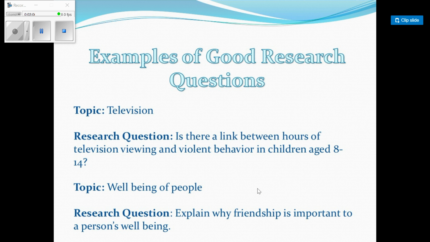But you know what? If I Google that or look up information or scientific studies, I'm going to find information about that. That question guides me down a certain path of research. Let's look at another one. What if you wanted to know about the well-being of people or people's happiness? You could research, explain why friendship is important to a person's well-being. If I look for that, I'm going to find information about that. It's not too narrow, but it's also not too open, so I'm not going to find too little information, or too much information that I can't answer the question.